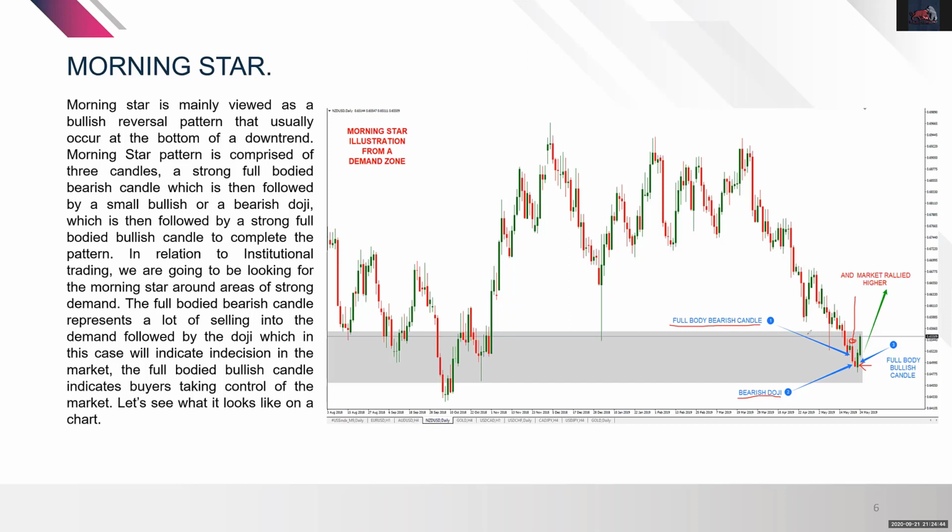So you see we've got our morning star here, which is a combination of a full body bearish candle. Then we have candle number 2, which is either a bearish doji or a bullish doji. That's a candlestick type. Then followed by candlestick number 3, which is a big-bodied bullish candle to the upside.